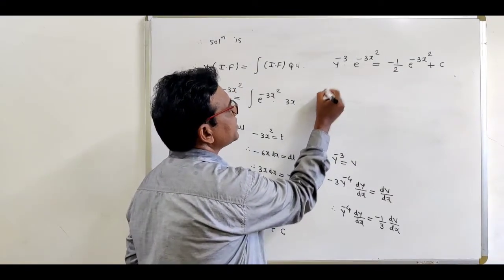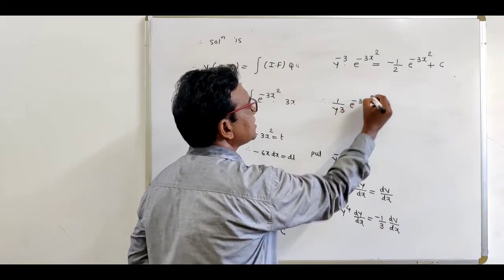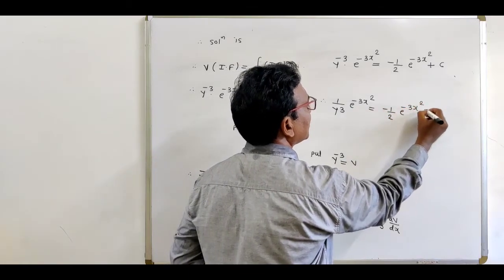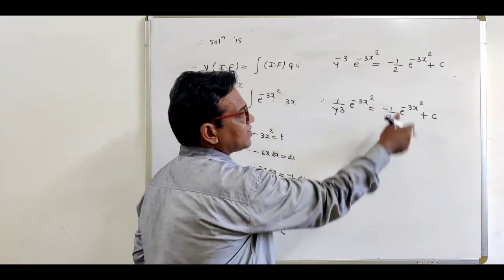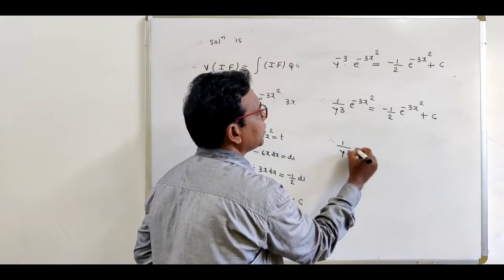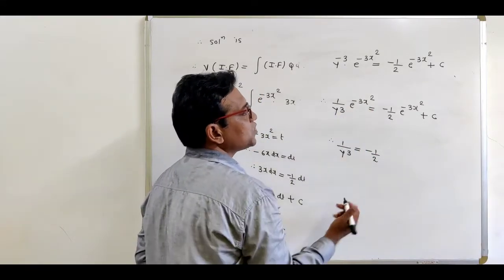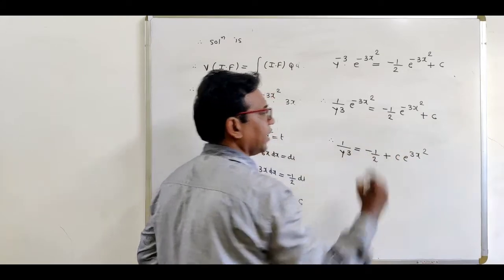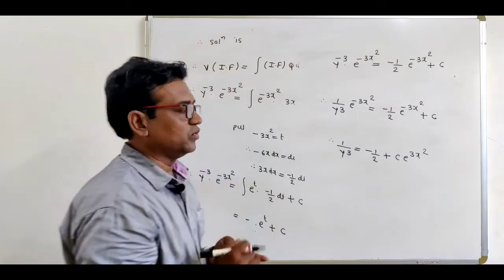Now we can simplify this equation. y raised to -3 means this is 1/y cube, e raised to -3x square. This is -1/2 e raised to -3x square plus constant of integration. So we can cancel this e raised to -3x square. So 1/y cube is equal to -1/2. Just divide or multiply throughout by e raised to 3x square. So this will become c into e raised to 3x square. So this is our required general solution.